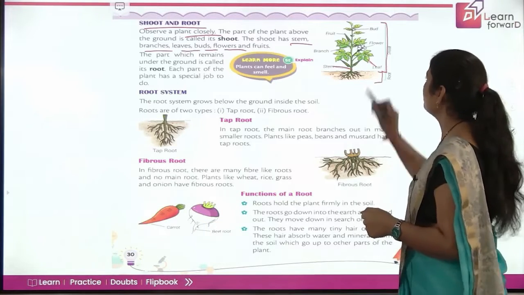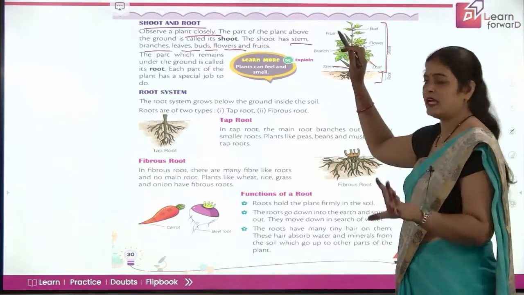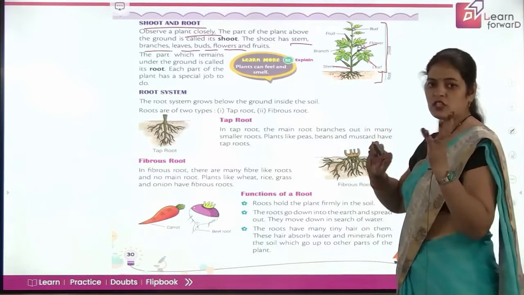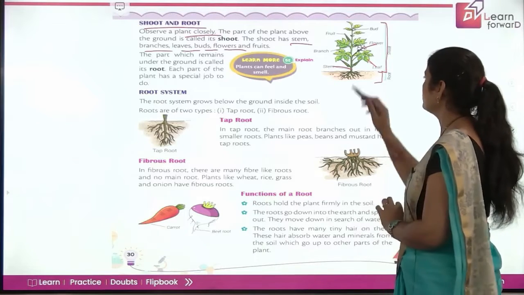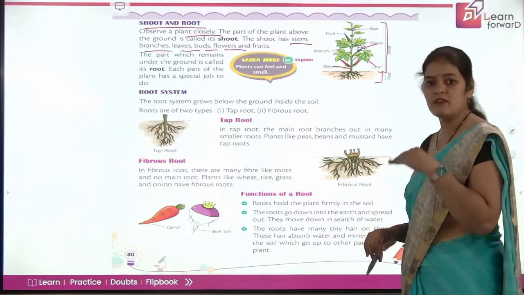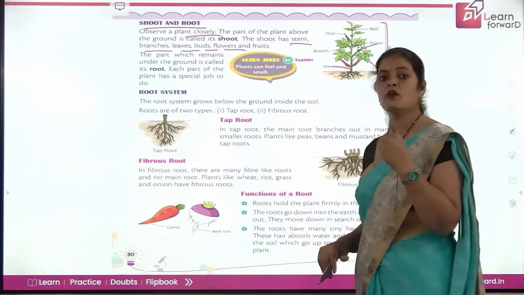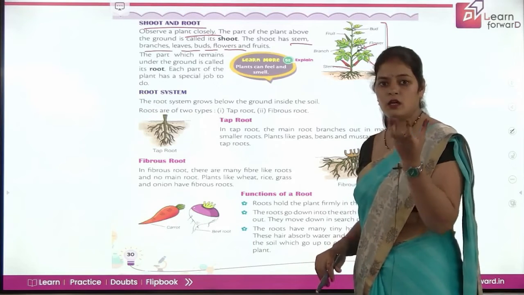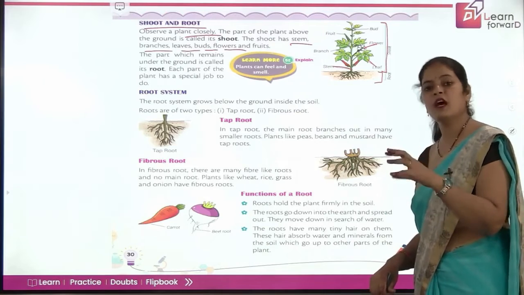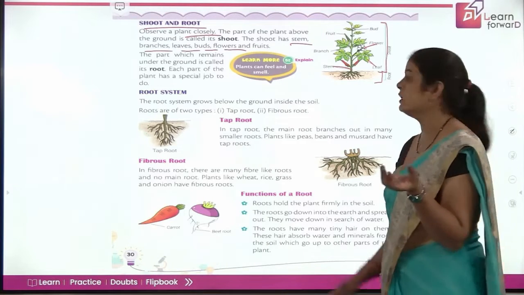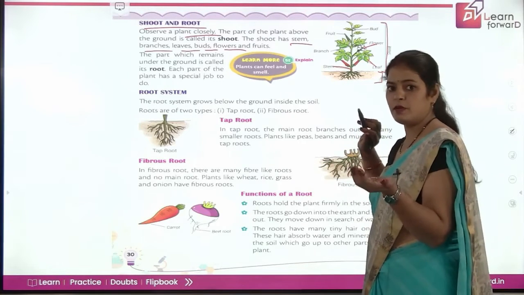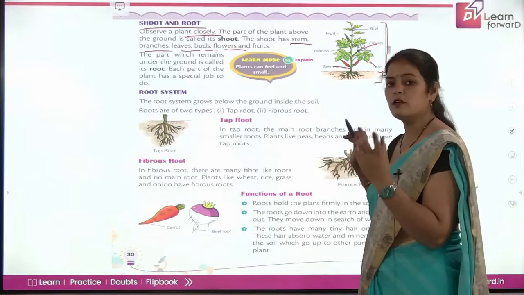Buds means the flower that has not bloomed yet. So this is a bud. Next is flowers. A bloomed structure is called a flower, and then fruit. These lady fingers are the fruit of the plant. Though they are called vegetables, if you consider the plant, the flower always gives rise to fruit. So this lady finger is formed because of the flower of the plant, so it will be called the fruit of the plant, though it is a vegetable.